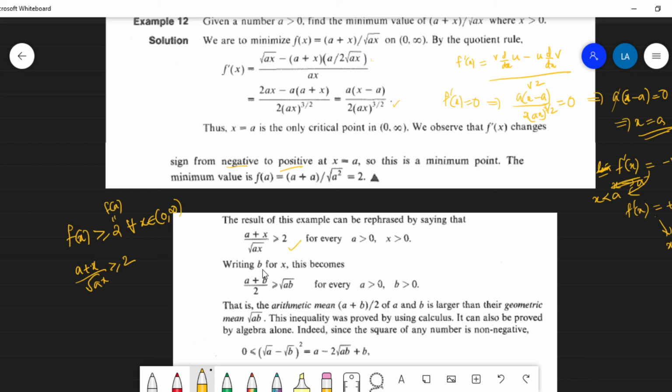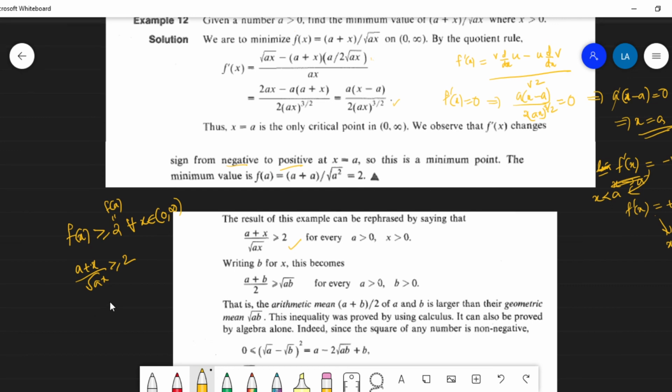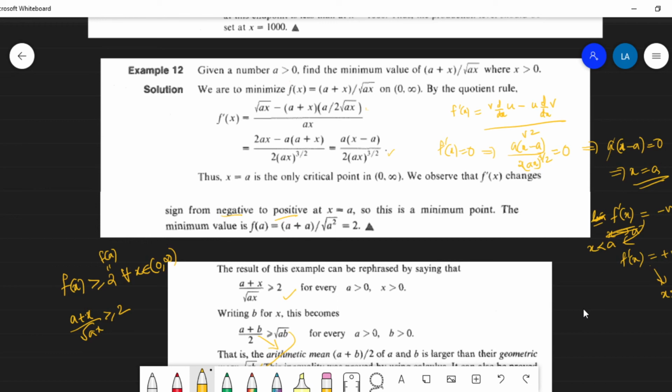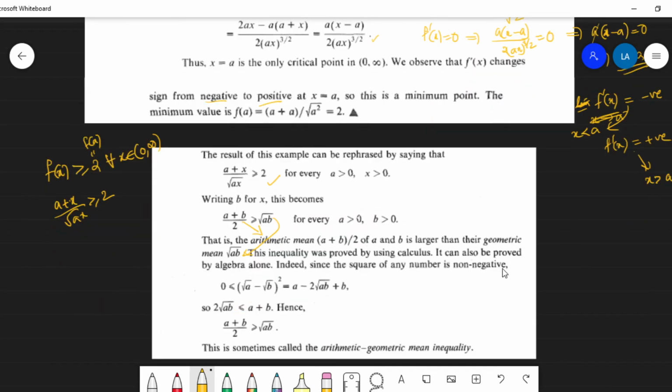And writing b instead of x, you just give it a b. So you get a plus b divided by 2 is greater than or equal to root of ab. And usually we call a plus b by 2 the arithmetic mean of two numbers a and b, and root of ab is called the geometric mean of a and b. So this inequality is usually proved in calculus. So from this example 12, we can also end up with this remark, that is a relation between the arithmetic mean of two numbers and the geometric mean of two numbers.